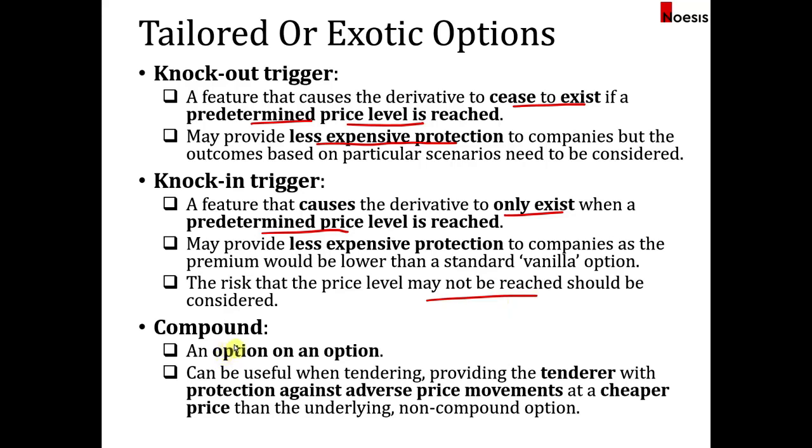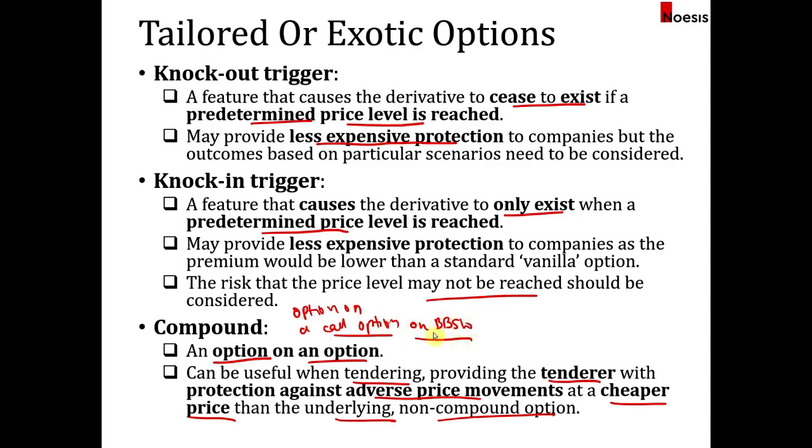And then there is the compound option, where it's an option on an option. It can be useful when the company is tendering for a project. It provides the tenderer with protection against adverse price movements at a cheaper price than the underlying non-compound option. For example, I can do an option on a call option, and this call option could be a call option on BBSW.